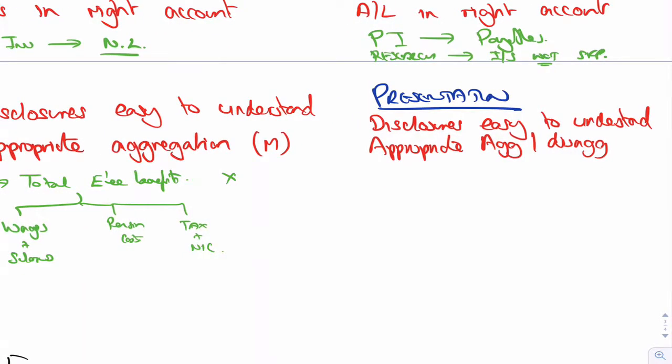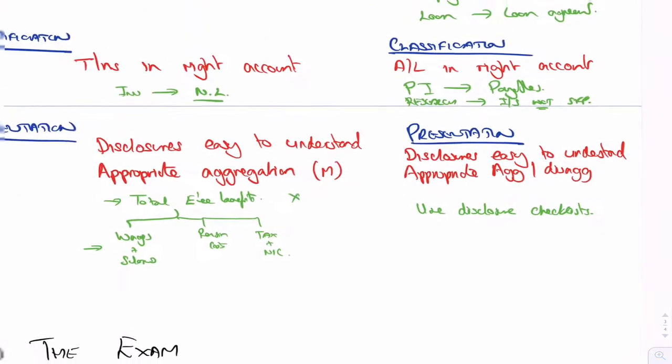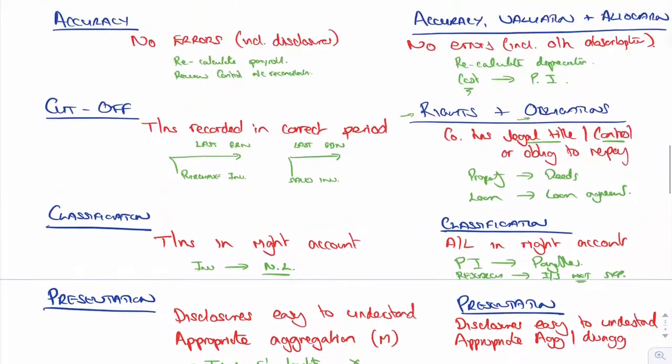How do I know that all the disclosures are easy to understand, etc.? Well, what you can do is you can use a disclosure checklist nowadays that says things like, have you disclosed the PPE cost, the depreciation, any revaluation, etc., etc. So, these are really important.